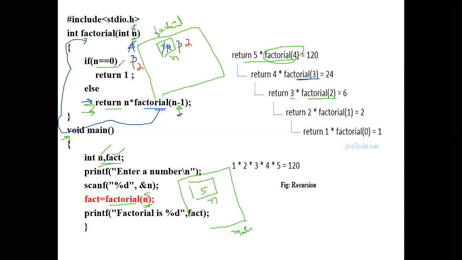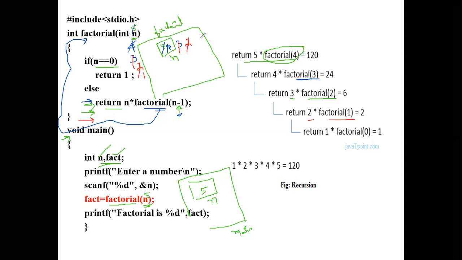Now it will check 2 is equal to 0, condition fails, so it will go to the else part again. Return 2 into factorial of n minus 1. So 2 minus 1, it is 1. So again it will call the function, and it will call factorial of 1.